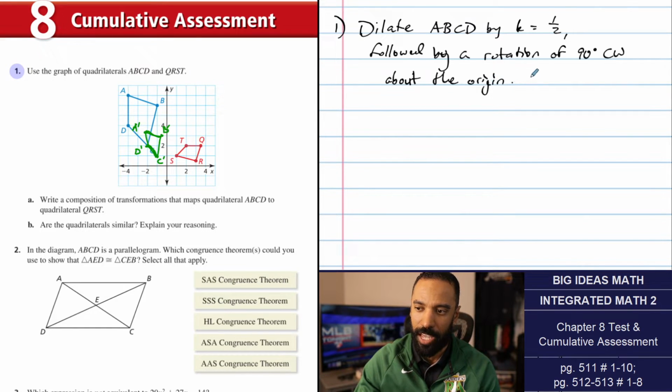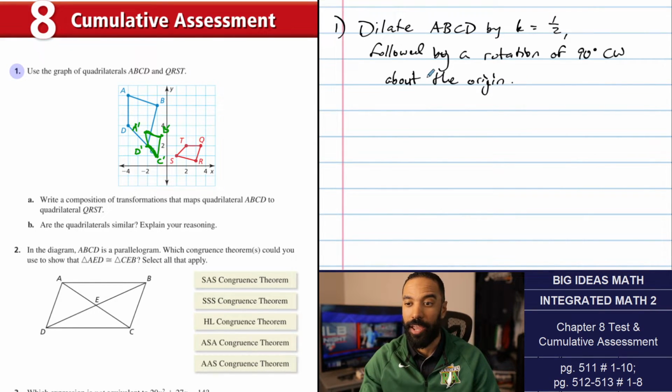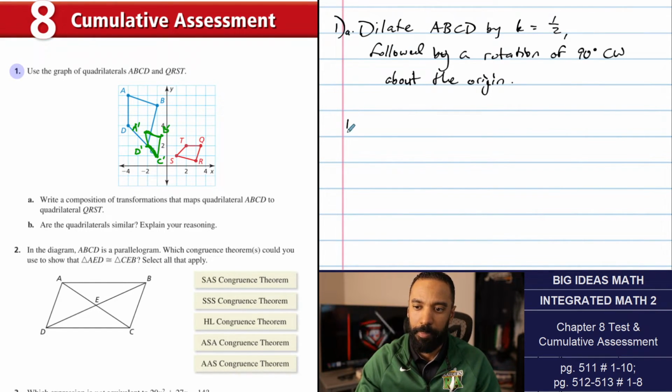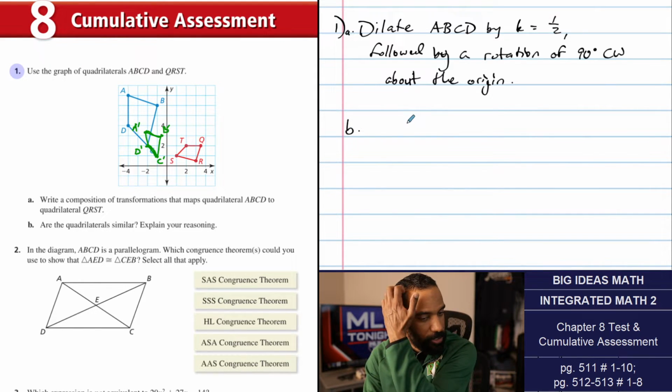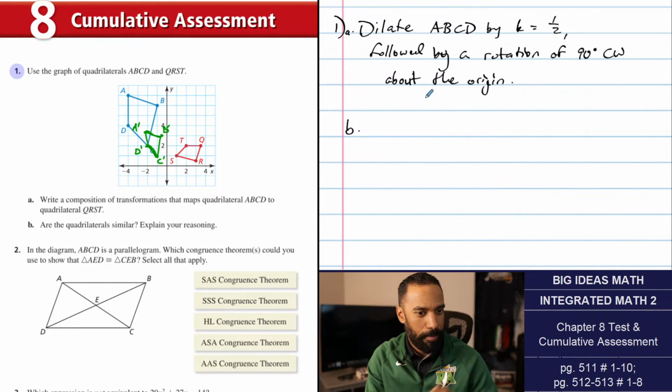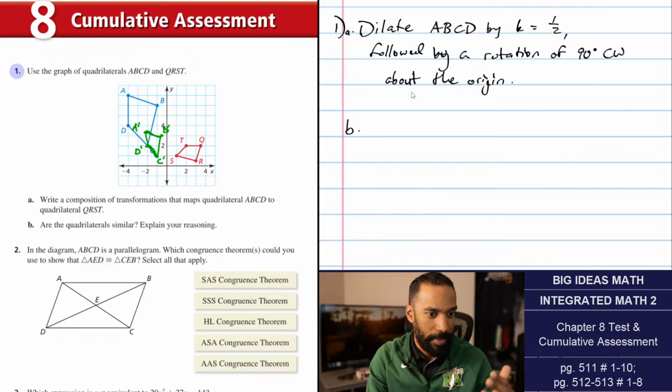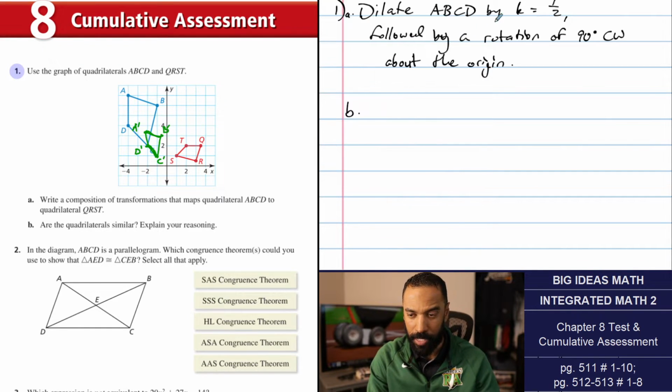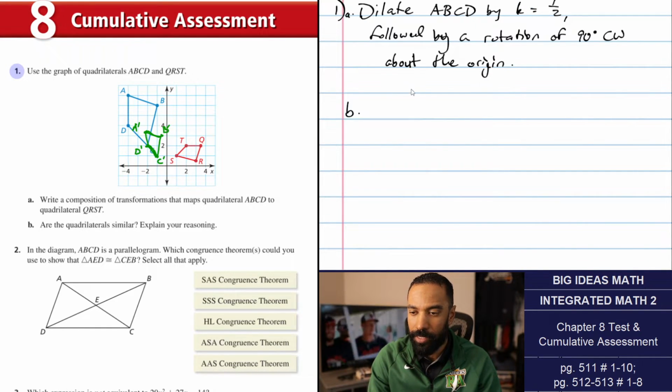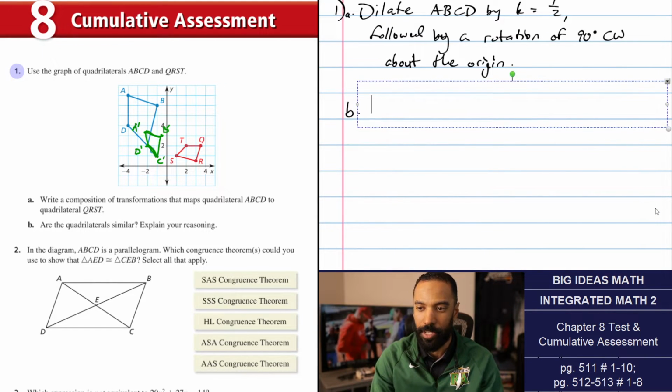Okay. That's kind of the best I can do for that one. That was part A. Part B: Are the quadrilaterals similar? Explain your reasoning. Based on what I'm seeing, they said a composition of transformations that maps it, so I'll say it's not based off appearance. If they said you can do it, then you can.